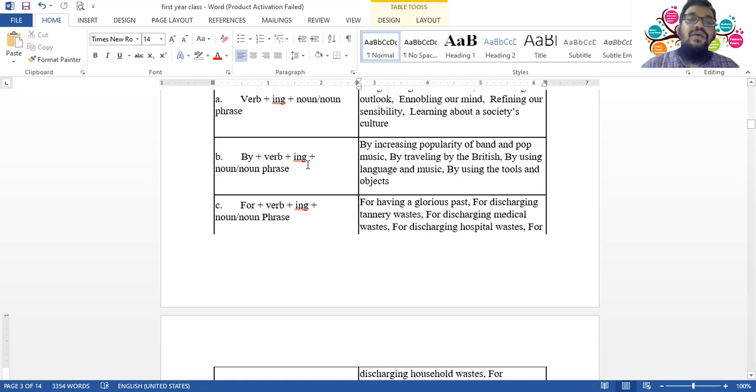Okay. Then number C, for plus verb plus ing. For having a glorious past. For plus verb plus ing plus noun or noun phrase. A glorious past, article plus this one is a noun phrase. For discharging tannery wastes. So for discharging, for plus verb plus ing, tannery wastes.